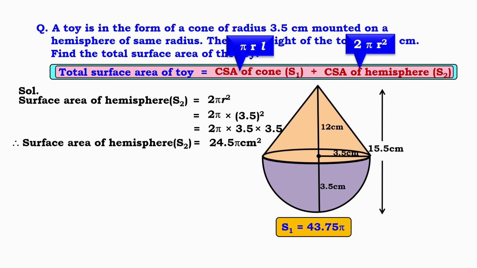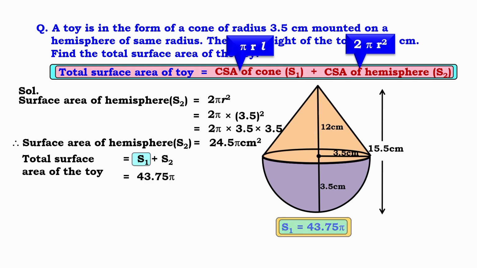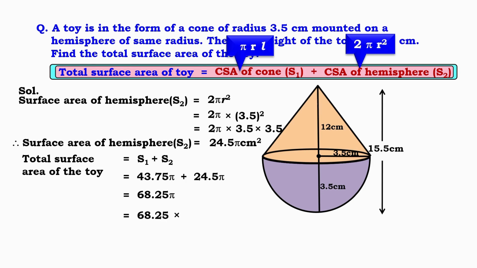That is the CSA of cone and the CSA of hemisphere. So that is S1 plus S2. So S1 already we know 43.75 pi and S2 is 24.5 pi. Now let us add this together. So which is coming 68.25 pi centimeter square. Now replace the value of pi over here. So it is coming 214.25 centimeter square. So this is the TSA of the toy, 214.25 centimeter square.